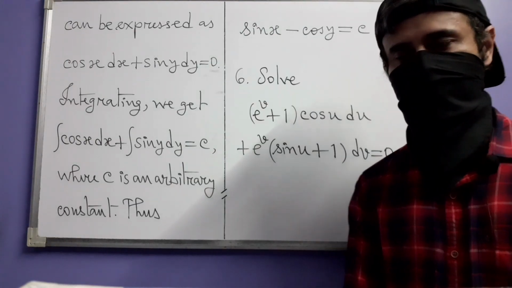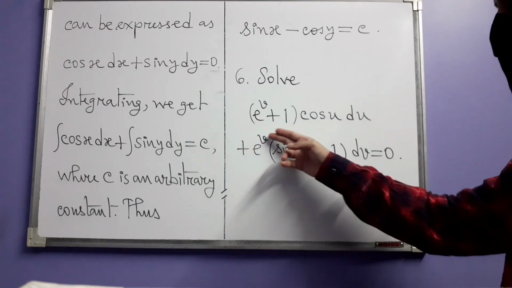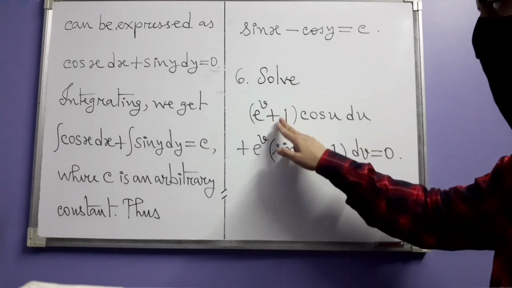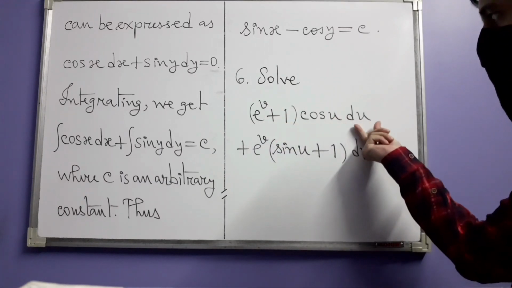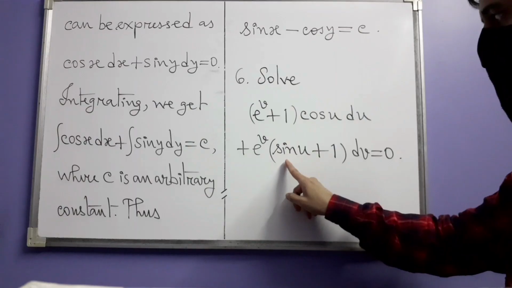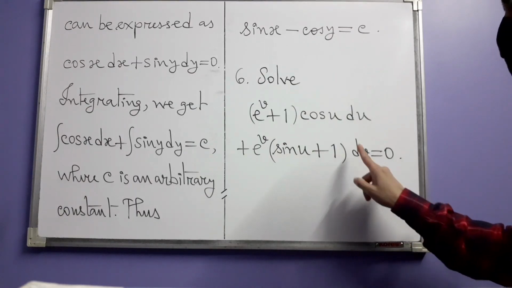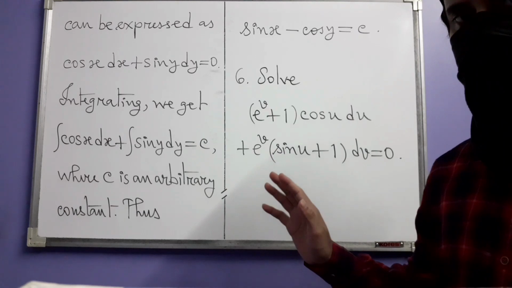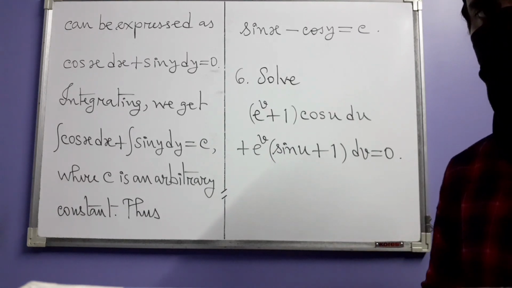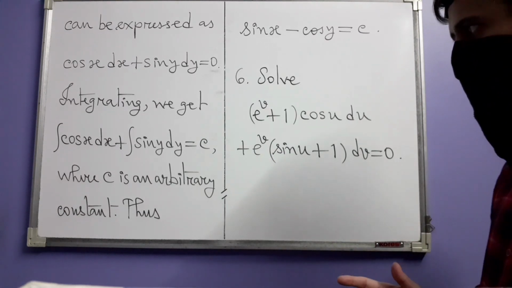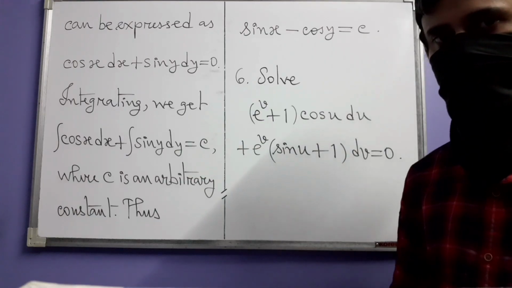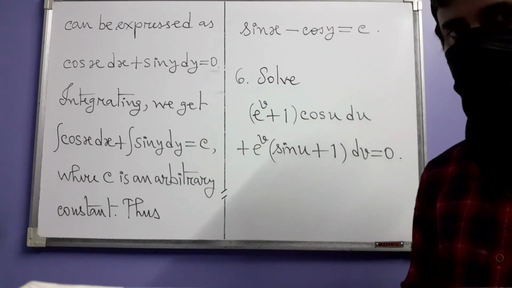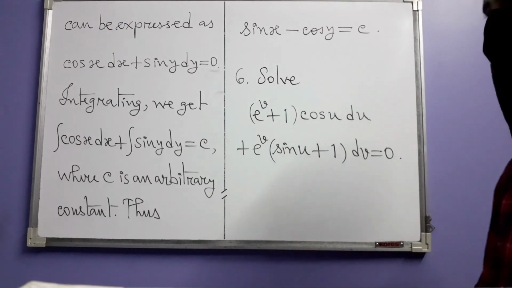Next we have number 6. The equation to solve here is this: e to the power v plus 1 times cos u du plus e to the power v times sin u plus 1 times dv equals 0. So you see that we no longer have x and y, instead we have u and v. It does not really matter what we call these variables, u, v, x, y, alpha, beta, anything we can name them.